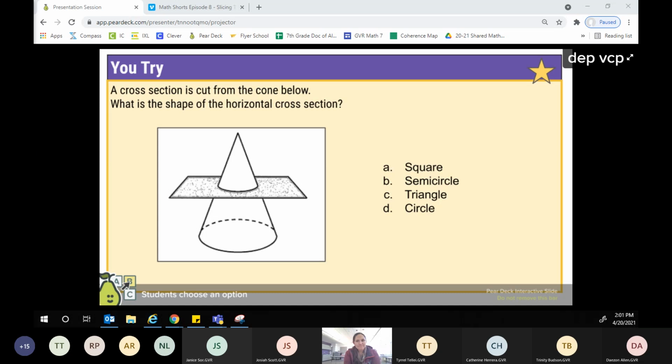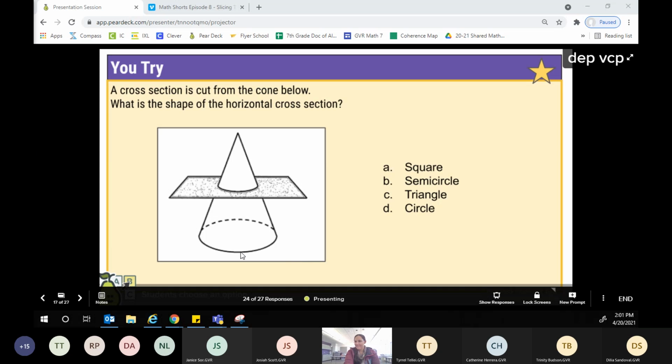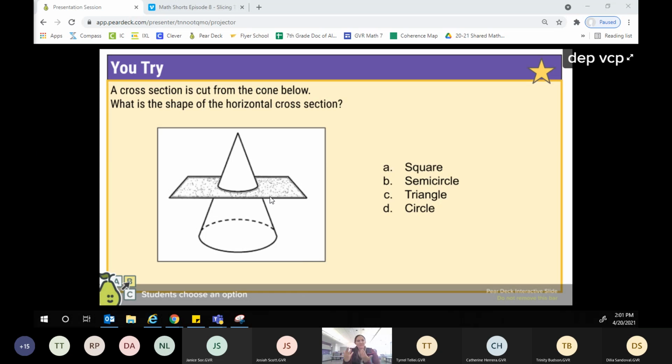I picked circle because I look at the base of the shape and I see a circle. So if it's cut horizontally, it's also going to be a circle. Yes, I love the explanation, Delia. Just look at the base. If it's horizontal, it's going to match the base.